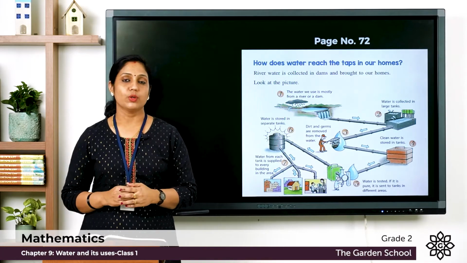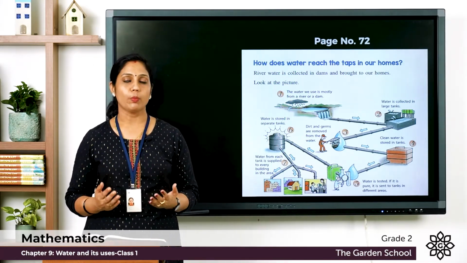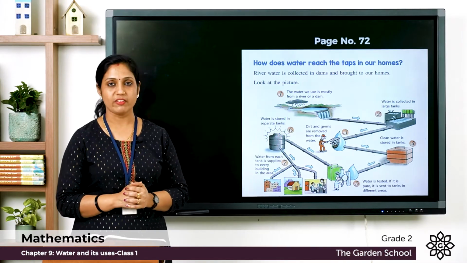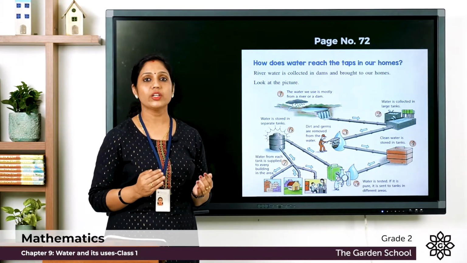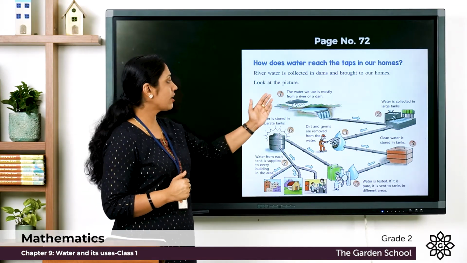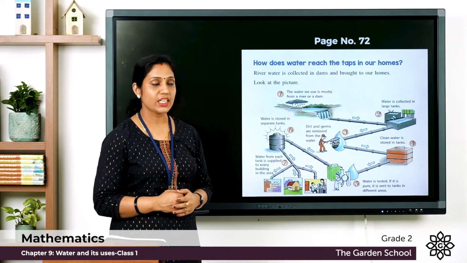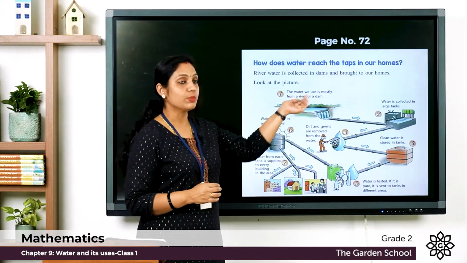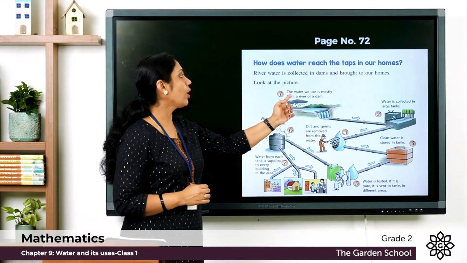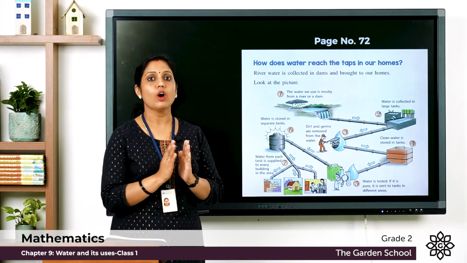Now in your textbook, page number 72, you can see a picture. So open your text and turn to page number 72. So let's see how the river water reaches the taps in our homes. So there are several steps. Let's see the steps. In the first step, you can see the water we use is mostly from a river or a dam.